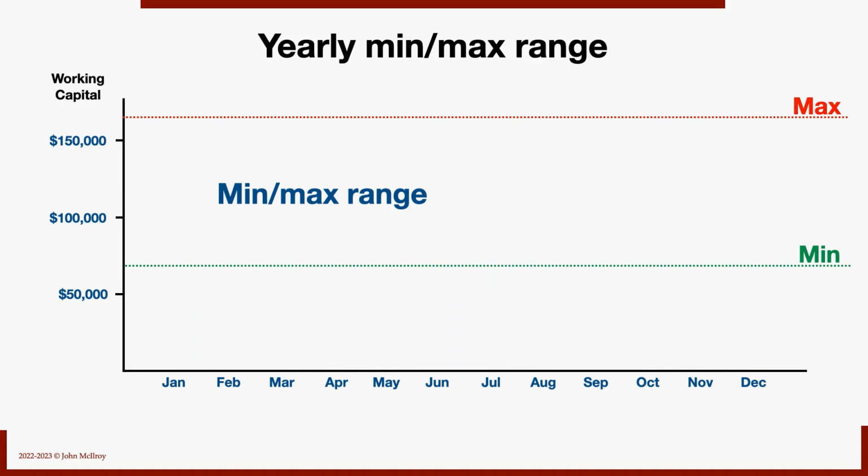And the min-max range in this case is between, say, 70K and 165. It's a rough estimate based upon visual inspection of the graph, right? But the min-max range is 70 to 165. So we are potentially going to need 165,000 in working capital at some point.